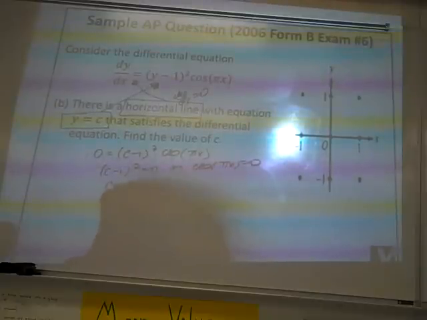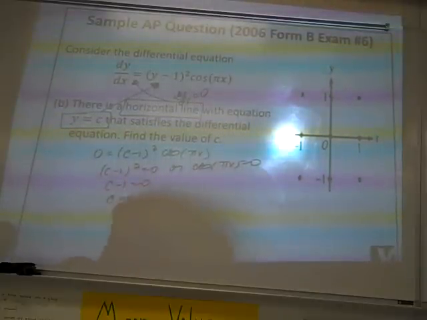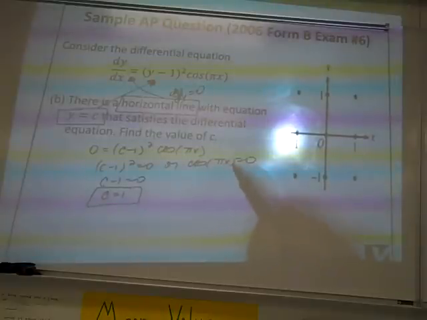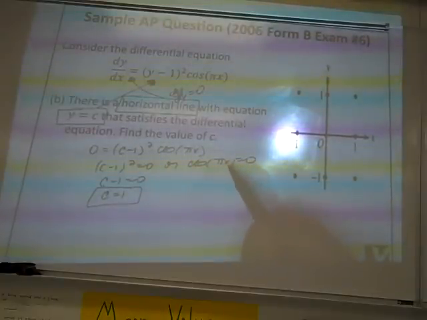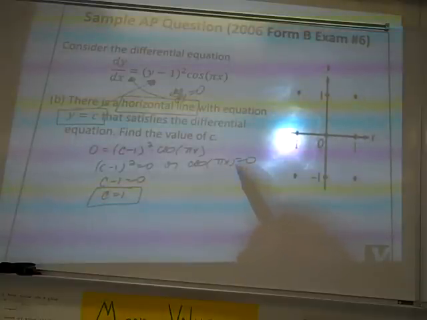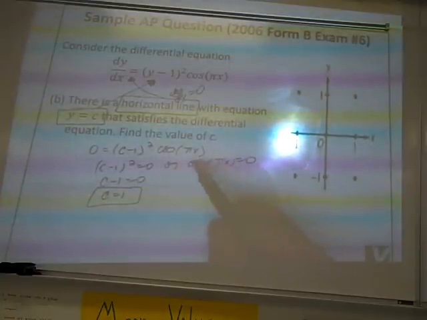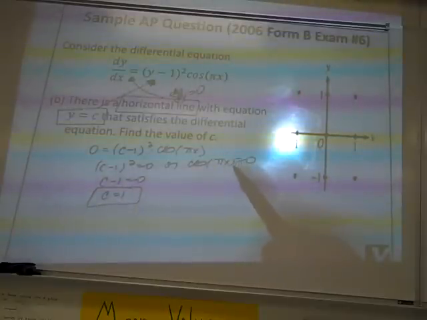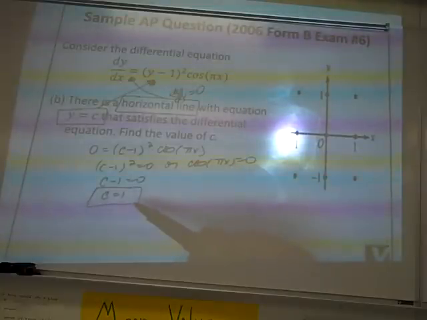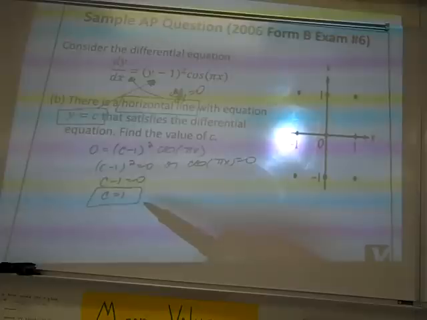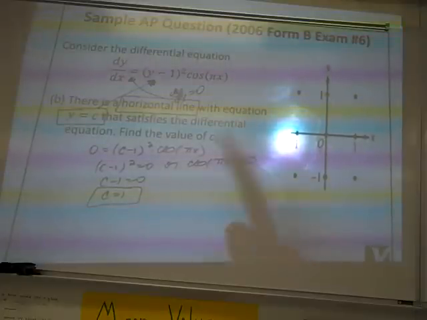Here, I can take the square root. c - 1 is equal to 0. c is equal to 1. Over here, there are definitely values of x that will make cosine of pi x equal to 0. But this has nothing to do with c. This equation is independent of c, and although this has solutions, it doesn't get me any closer to finding c. So our final answer is c equals 1. I think the AP folks awarded 1 point for being able to figure out what c is here.